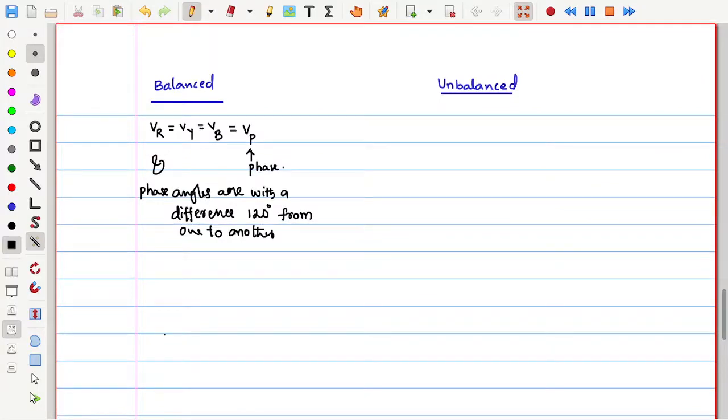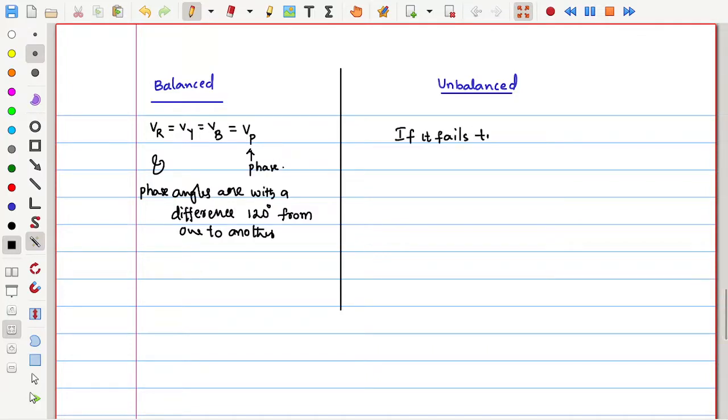So you should understand this carefully. Magnitudes must be equal for each phase, and angles from one to another should differ by 120 degrees. Now, unbalanced means that if any of the conditions which we specified is violated, that is what is unbalanced. Unbalanced in the sense that if VR is equal to Vy but not equal to Vb, then it is unbalanced. So it has 120 degrees, but if one of the magnitudes is not equal, then you can call that an unbalanced system.